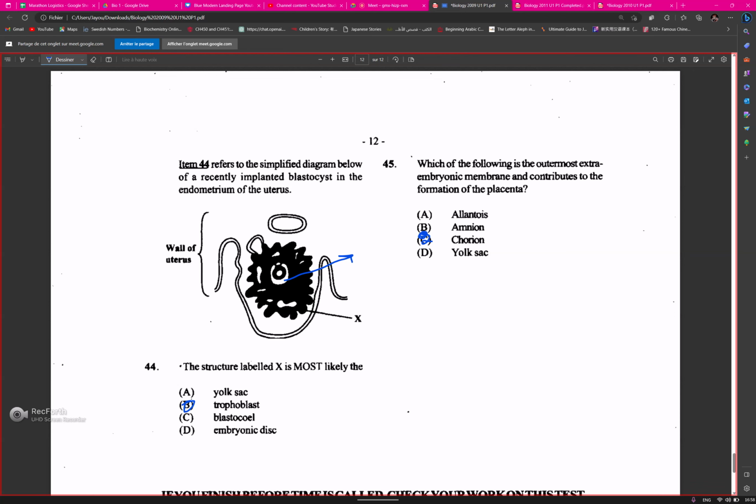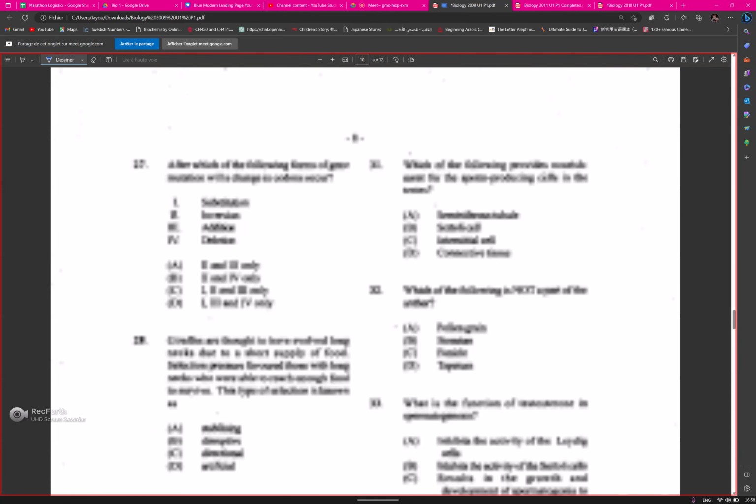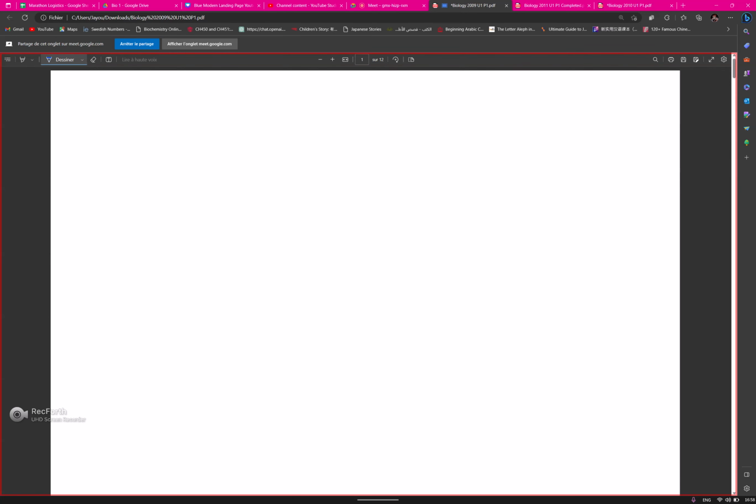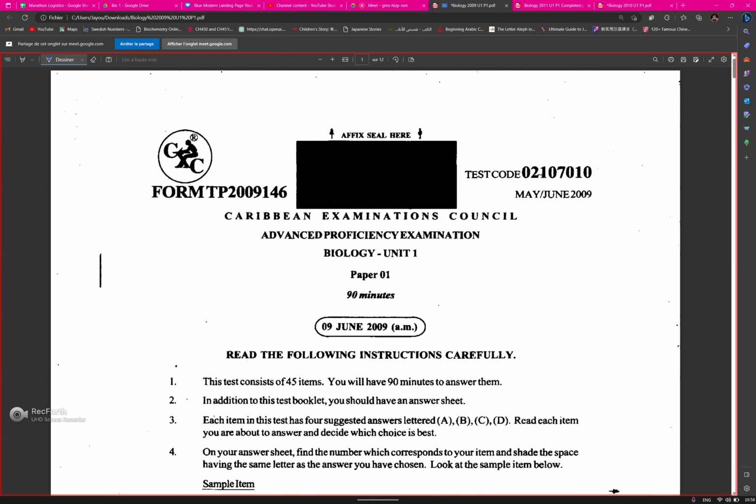Alright, so that is the last of it, the last of how many papers? That would be 14 papers, from 2022 to 2009.